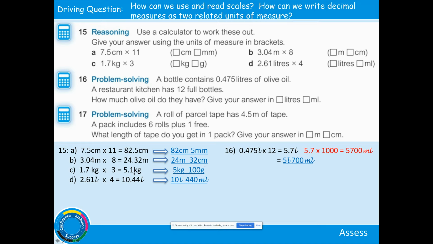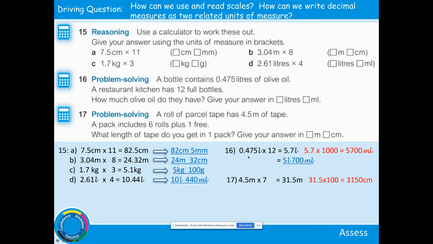1.7 times 3 is 5.1. Remember, there's 1,000 grams to a kilogram, so this is going to be 5 kilograms and 100 grams. 2.61 litres times 4 will give you 10.44 litres. So on your calculator, you will only see 10.44. You've just got to remember it's litres that you've multiplied, so the answer is litres. Remember, there's 1,000, 1, 2, 3 places, so there'd be a 0 there. So the 10 litres and 440 millilitres.